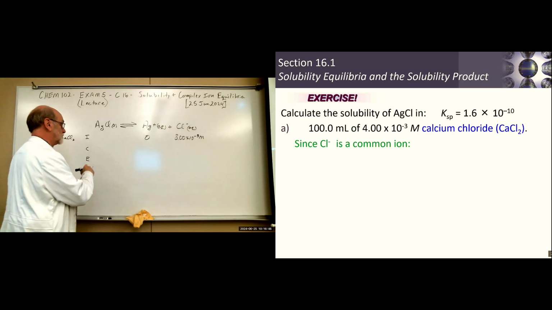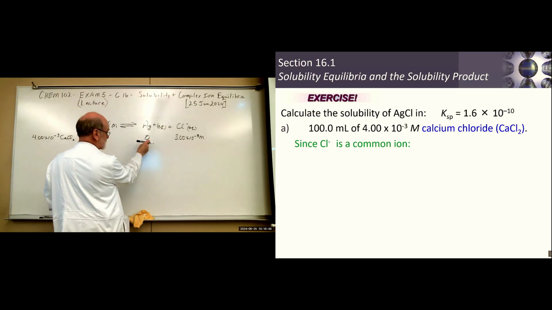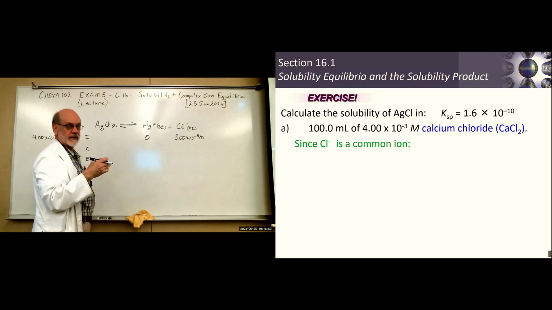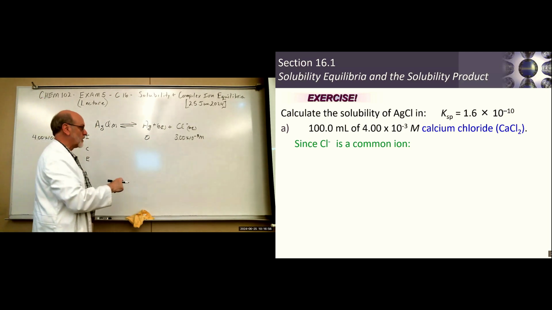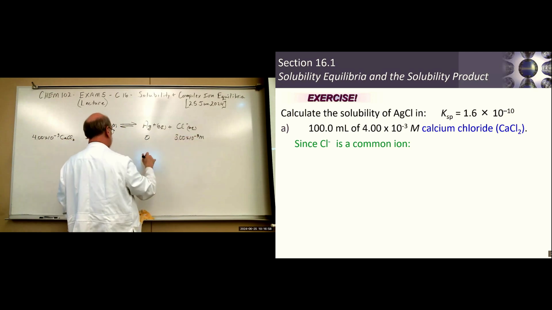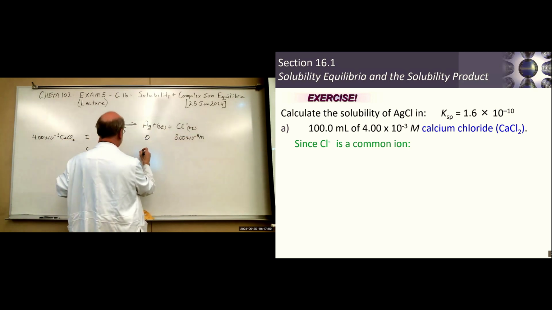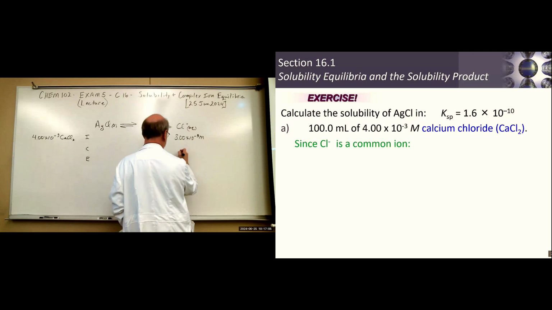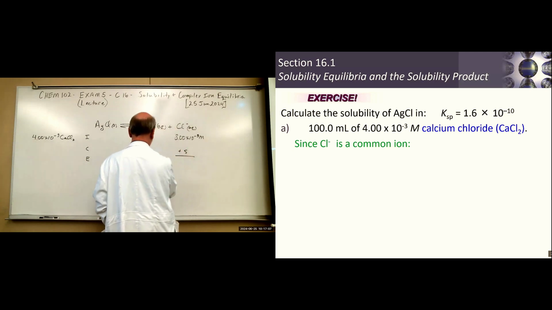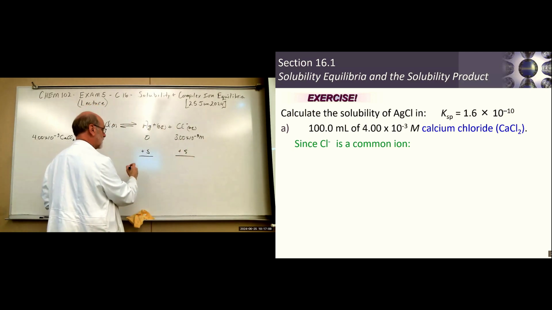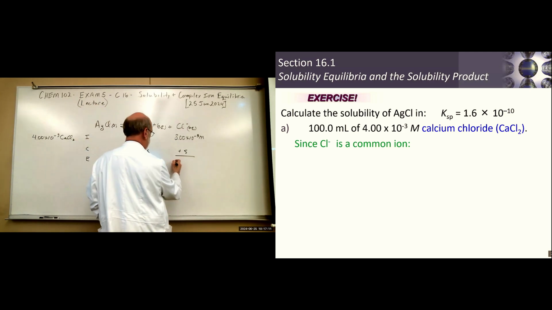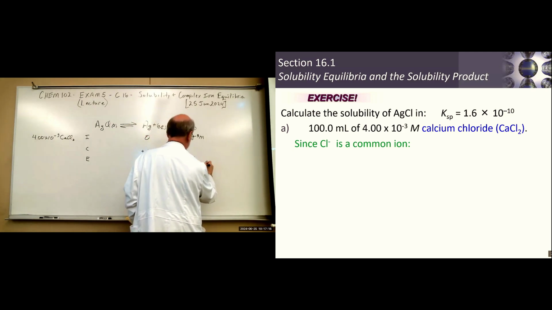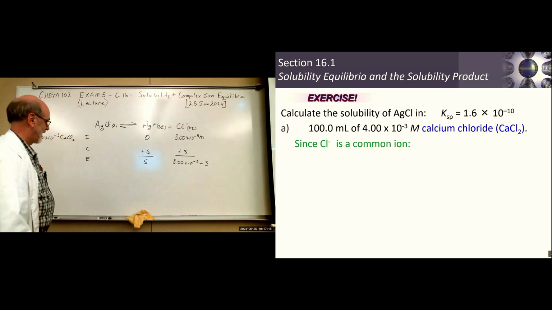Right now, since this is 0, the shift is going to be that direction. We don't have to calculate the Q. We know since this is 0, it's going to move that way. So for every one of these, we're going to get one of those, and we're going to get one of these. All right, so at equilibrium, we have S here, and we have 8 times 10 to the minus third plus S.